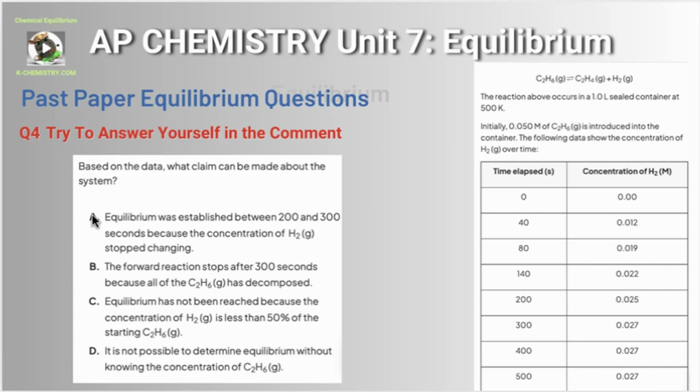So I can simply say that the answer actually is A. But why is that? Because it clearly says equilibrium established between 200 and 300 seconds because the concentration of H2 stops changing after that. The concentration of the species remain constant because the forward and reverse reaction occur at the same rate. From the time equal to 300 onward, I can see the concentration of H2 remains at 0.027. So after 300, there is no change anymore of the concentration. This tells us that equilibrium has been reached since the concentration no longer changes.